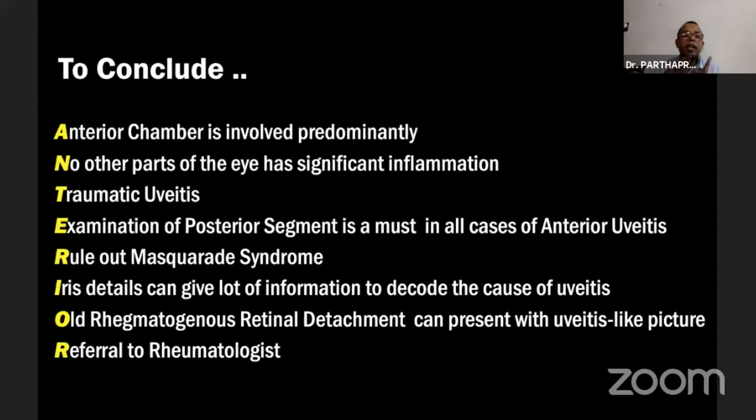Last but not the least, in many cases you need to send the patient to a rheumatologist, be it a case of HLA-B27 or, as I mentioned, JIA-associated uveitis. You should not unnecessarily treat these patients with topical and oral steroid, because these are recurrent conditions and often require long-term therapy with systemic or topical steroid, which may lead to the development of cataract or glaucoma. So referral to a rheumatologist or starting early immunosuppressives can help us prevent this kind of complication in these patients with anterior uveitis.